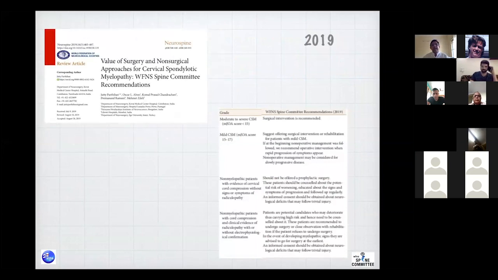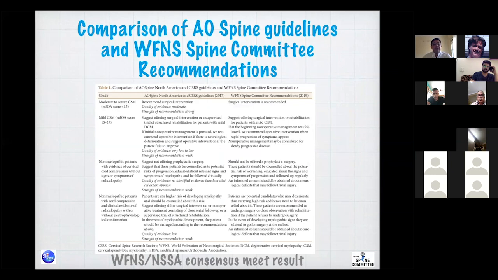In 2019, with the background of the 2018 conference, we published this in Neurospine Journal with the title, Value of surgery and non-surgical approaches for cervical spondylotic myelopathy, by the Spine Committee of WFNS. I will just enumerate what we have finalized as per the guideline. This guideline is also compared with the previous guideline, and this is very nicely given in the article which we have published.